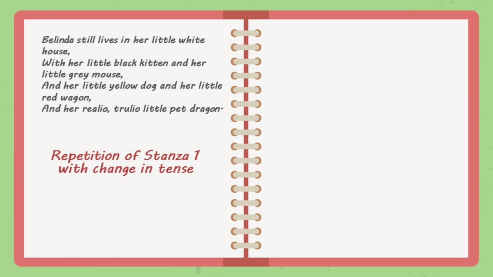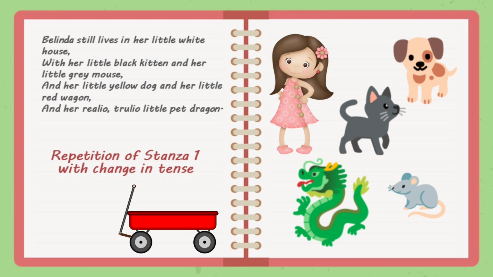In the 14th stanza, after the incident of the pirate breaking into the house and being killed by the dragon, Belinda still lives in the White House with her pets as she lived earlier. There is the black kitten Ink, the grey mouse Blink, the yellow dog Mustard, and her really truly pet dragon Custard. Belinda still has the red wagon. This stanza is a repetition of the opening stanza and it gives unity to the poem. It also shows that life for Belinda and her pets has returned to normalcy after the pirate incident.